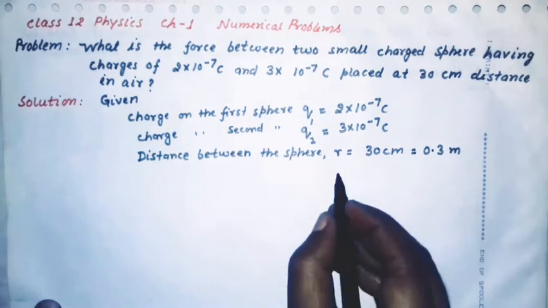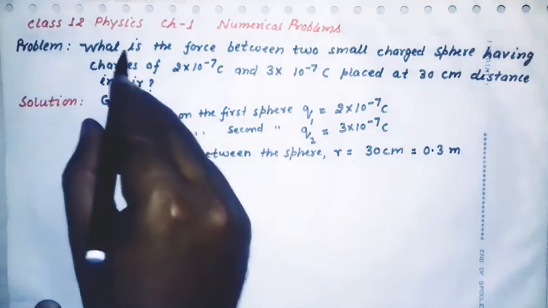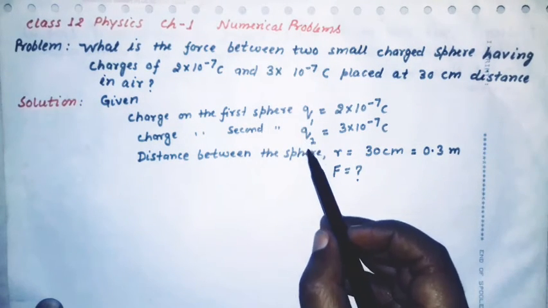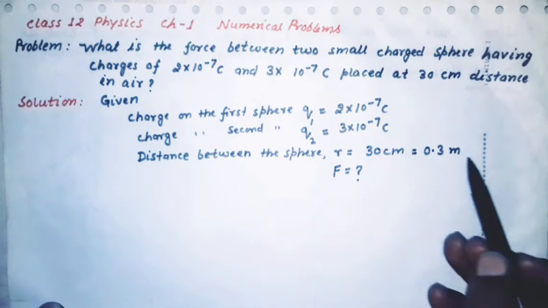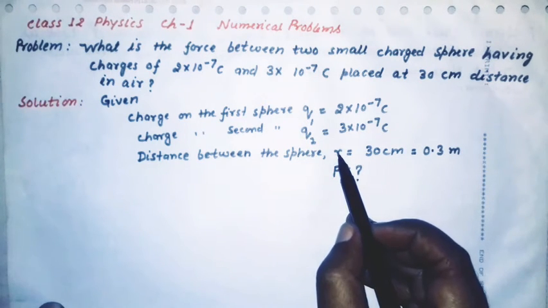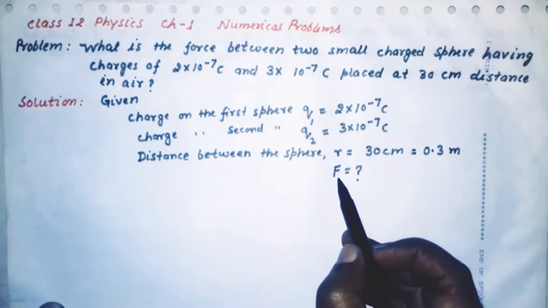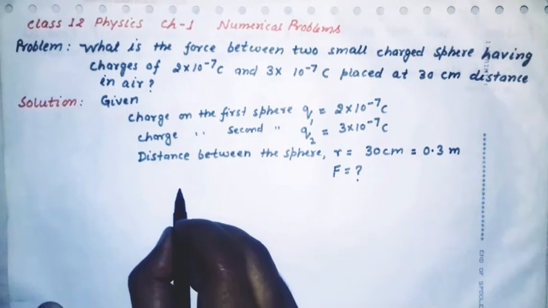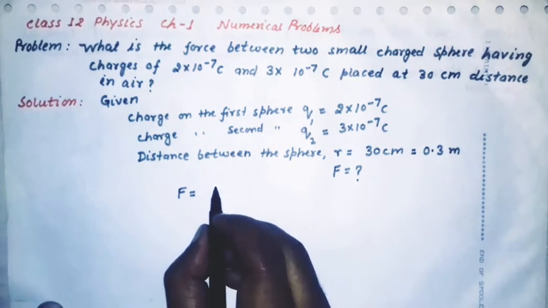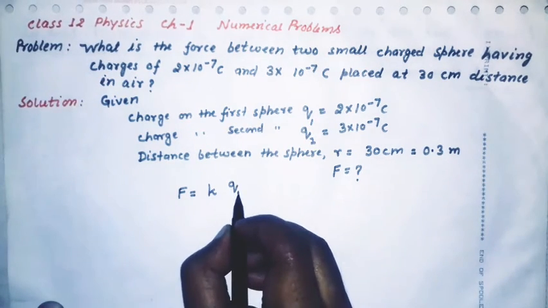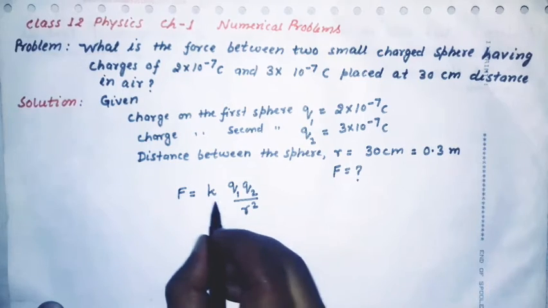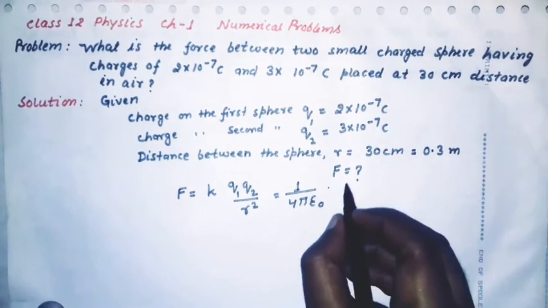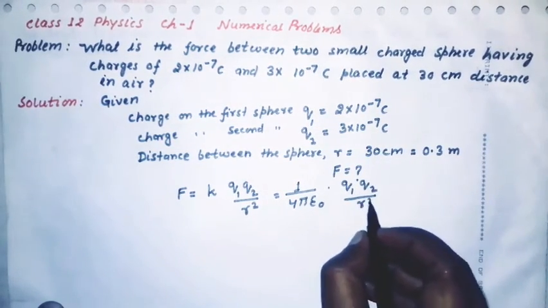And now we have to calculate the value of force, so we have to calculate F. Now look at the required and given values. q1, q2, r are given and you have to find F. If you use Coulomb's law to calculate force, the value of force will be given by F equal to K q1 q2 by r square, and this K is actually 1 upon 4 pi epsilon naught.